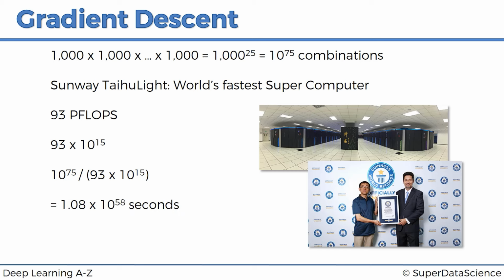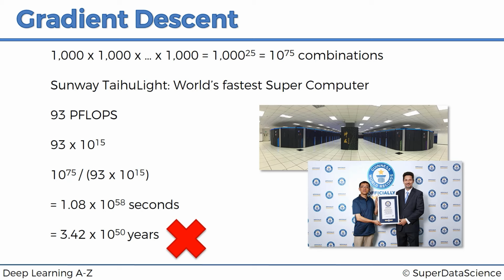So that means approximately 10 to the power of 58 seconds. And that is the same as 10 to the power of 50 years. That is a huge number. That is longer than the universe has existed. This number is so huge, it's definitely not going to work for us at all in our optimization. So there we go. This is a no-no even on the world's fastest supercomputer, Sunway TaihuLight.